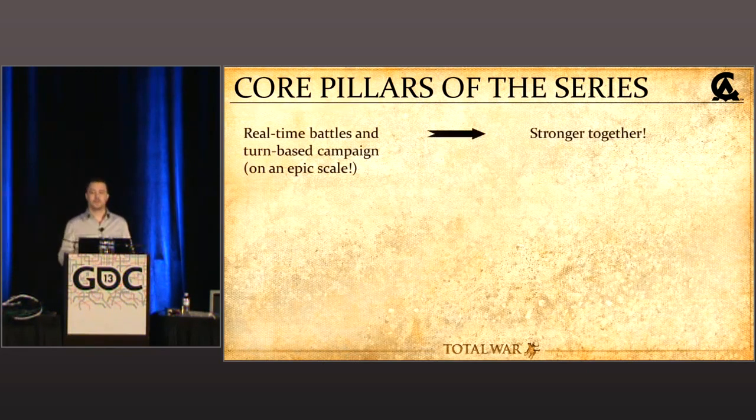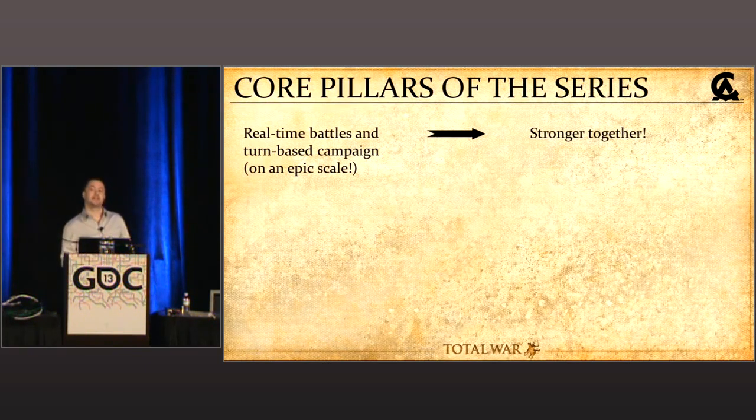So the first one is obviously that unique defining feature of the series, right? The combination of the campaign and battle environments, the combination of turn-based and real-time experiences. And we believe that they add up to more than the sum of their parts, right? Each makes the other stronger.